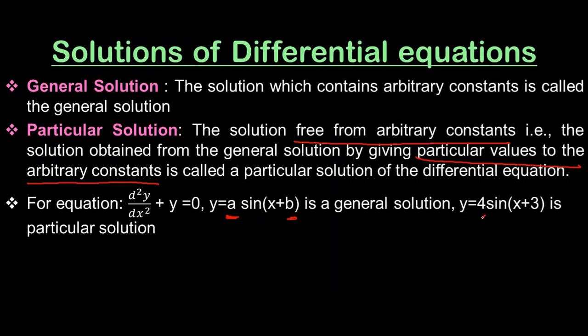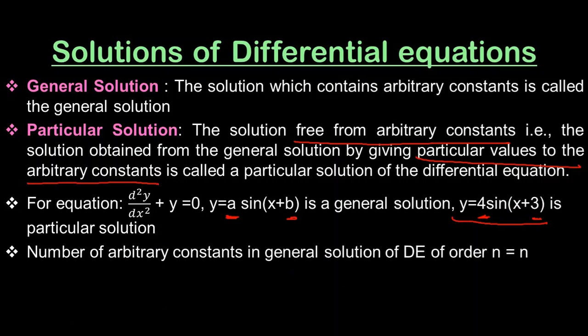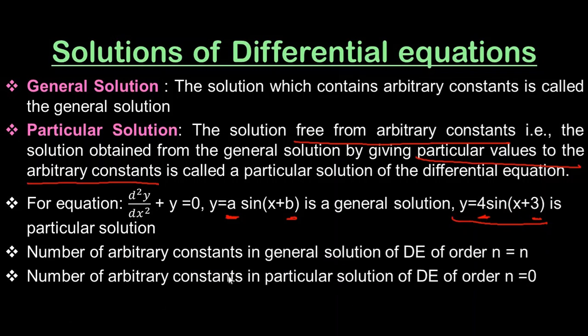For example, if I write a equals 4 and b equals 3, so I have removed the arbitrary constants. Now this solution is free from arbitrary constants and therefore this is a particular solution. Now this is very important. The number of arbitrary constants in a general solution of a differential equation of order n is equal to n. That means if the order of a differential equation is n, then it will have n arbitrary constants.